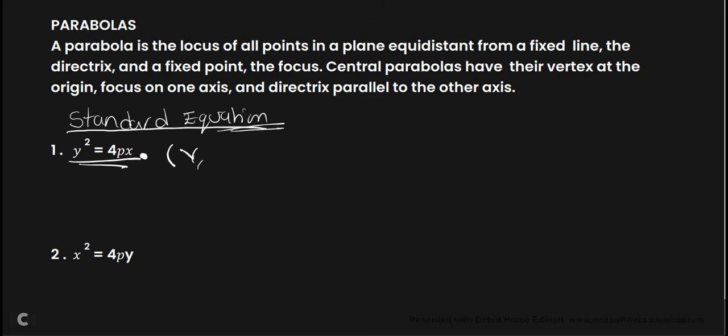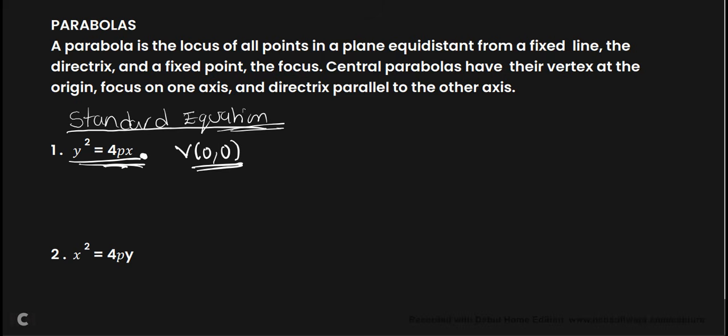In this situation, if the vertex is 0, 0, then you have the standard equation, which is y squared equals 4p x. So this is your standard equation for a parabola.